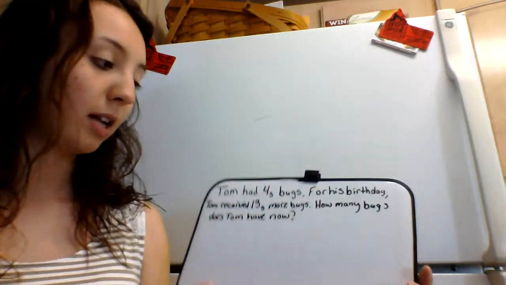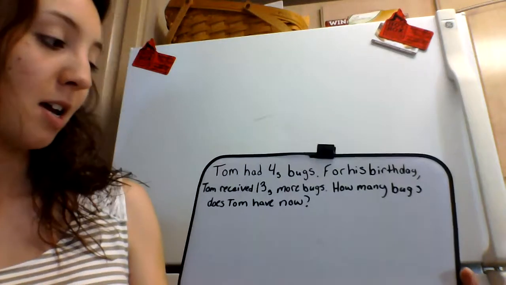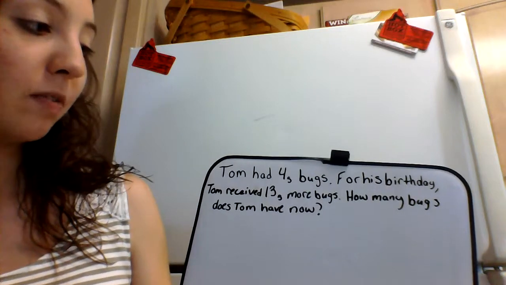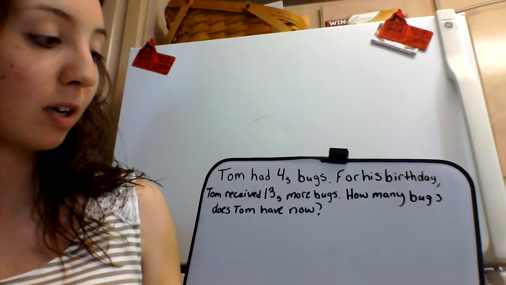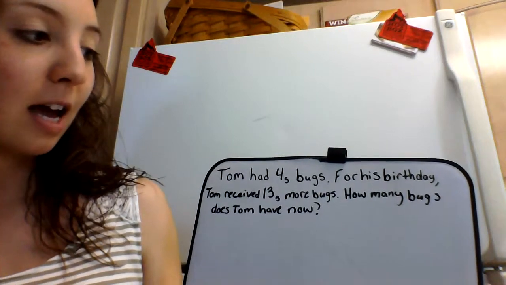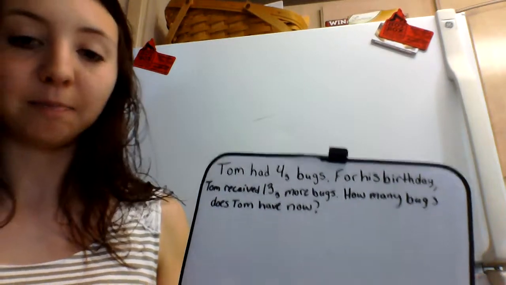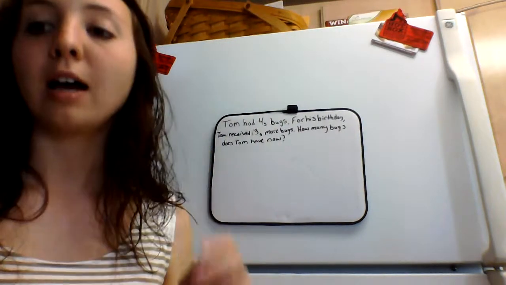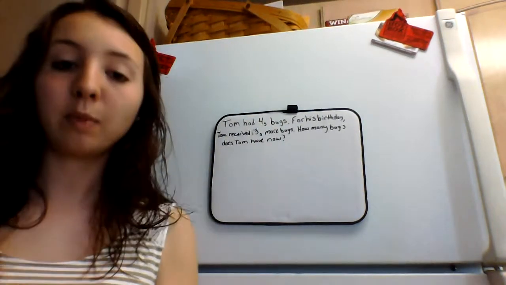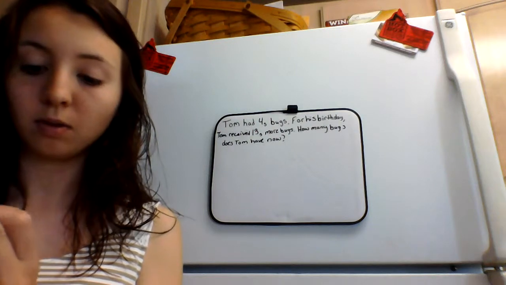So today my problem is going to be: Tom had 4 base 5 bugs. For his birthday, Tom received 1 long 3 base 5 more bugs. How many bugs does Tom have now? So, to start out, I'm going to solve this problem using notation.